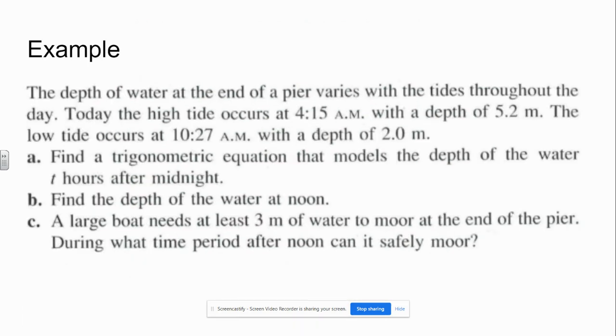All right, so let's read through this. So talking about the depth of the water at the end of a pier. For this example, I'm going to say high tide happens at 4:15, and it's going to be 5.2 meters, and then low tide is going to happen at 10:27 with a depth of 2 meters. So first step, let's find a trig equation that models the depth of the water after midnight.